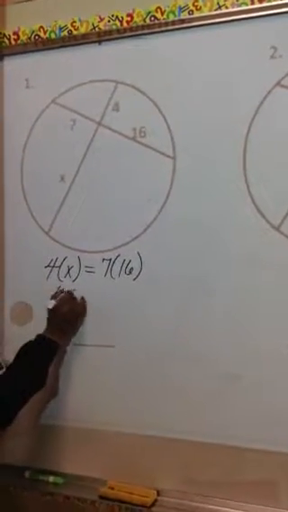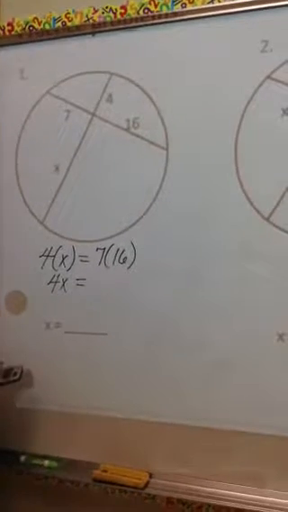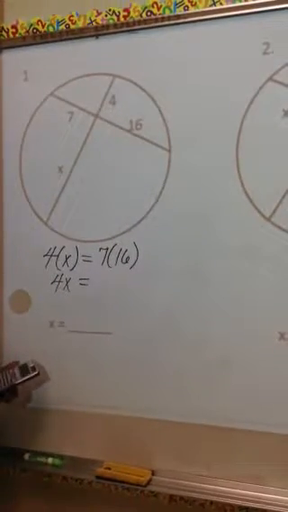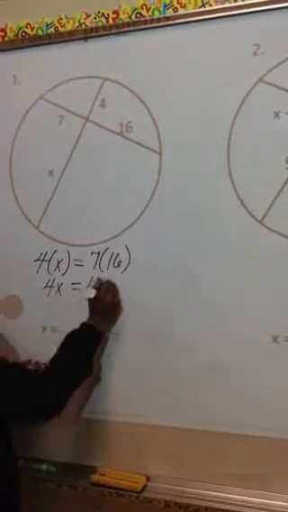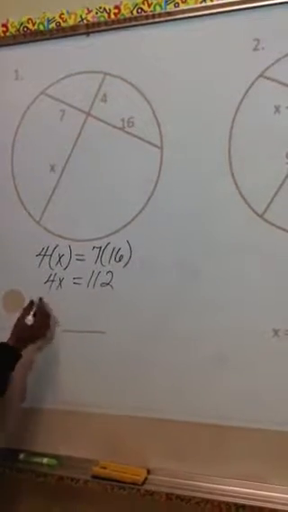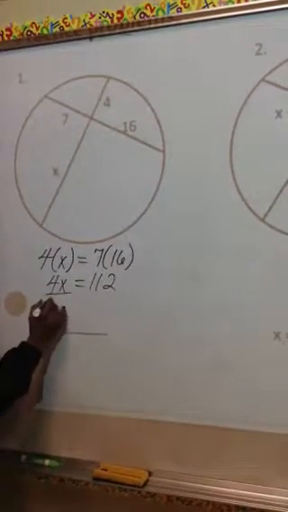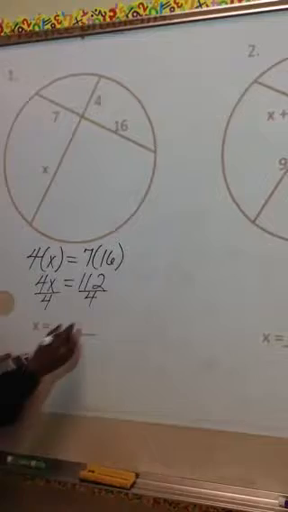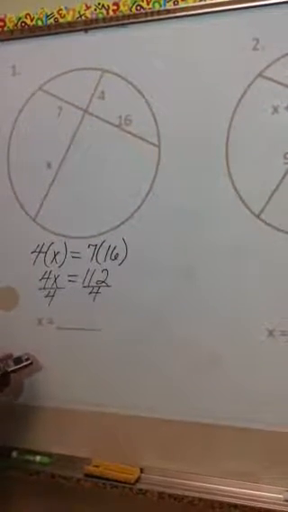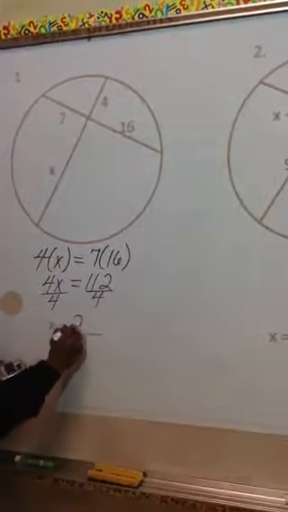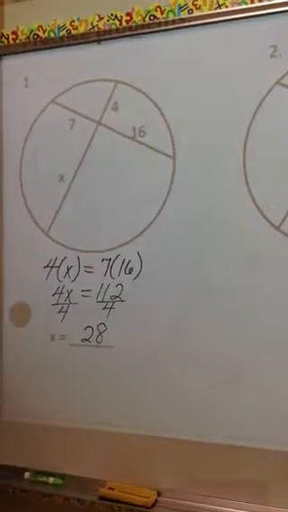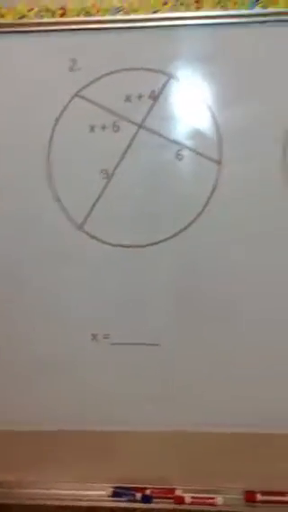All right, so now let's complete this equation. 4 times x is 4x, and 7 times 16 is 112. All right, so to isolate x, we want to divide by 4. Let's do this to both sides of the equation. And we get x is equal to 28. Very simple. Okay, so let's try another one.